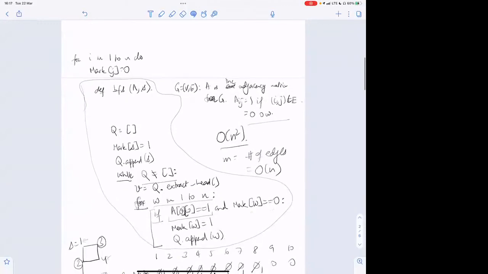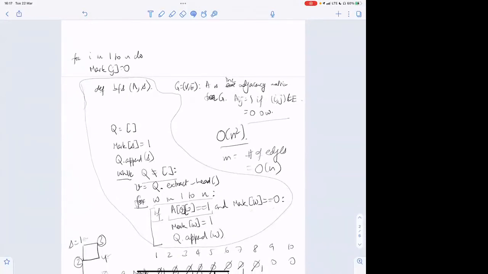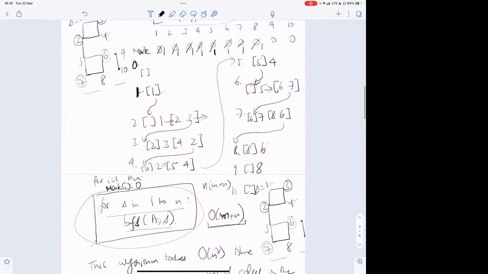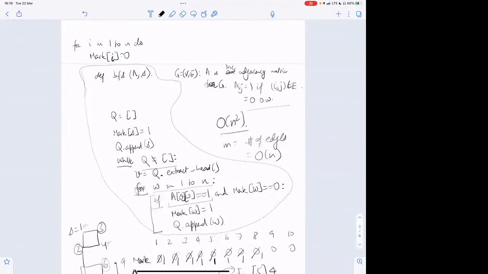So firstly, this should be: for i in 1 through n, do mark i equal to 0. You unmark all the vertices once. Then you run this algorithm: for s in 1 through n, do BFS(A, s). So remember, there is this for i equal to 1 to n, mark i equal to 0, which is implicitly outside. And then I run this BFS function.